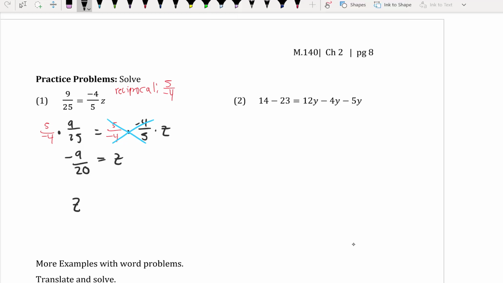So now I know that z is equal to negative 9 over 20, and that is going to be my final answer.